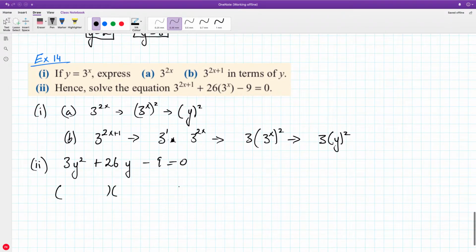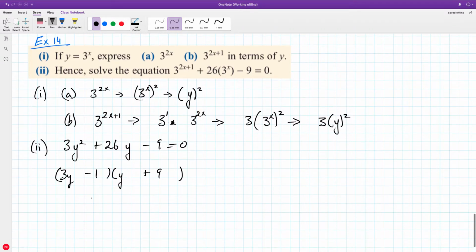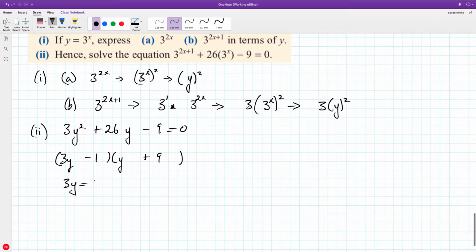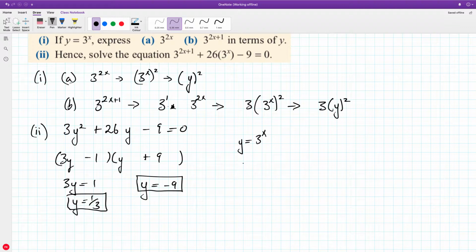Factorize it. 3y and y. Plus 9, minus 1. 3y is equal to 1, so y is equal to a third. Or y is equal to minus 9. We know that y is equal to 3 to the power of x. So 1/3 is equal to 3 to the power of x. 3 to the power minus 1, when you bring up the third, is equal to 3 to the power of x. x is equal to minus 1.